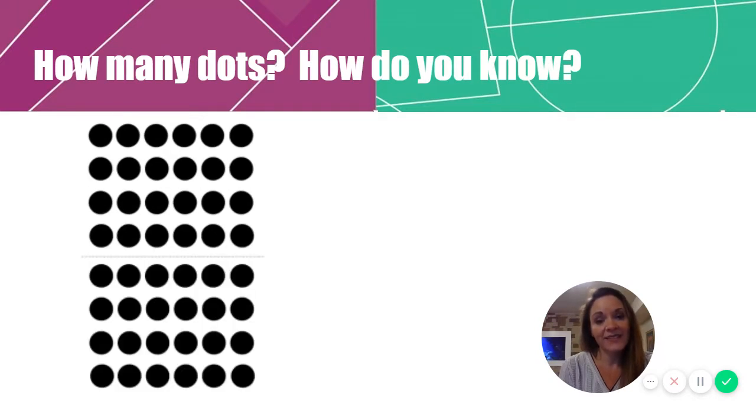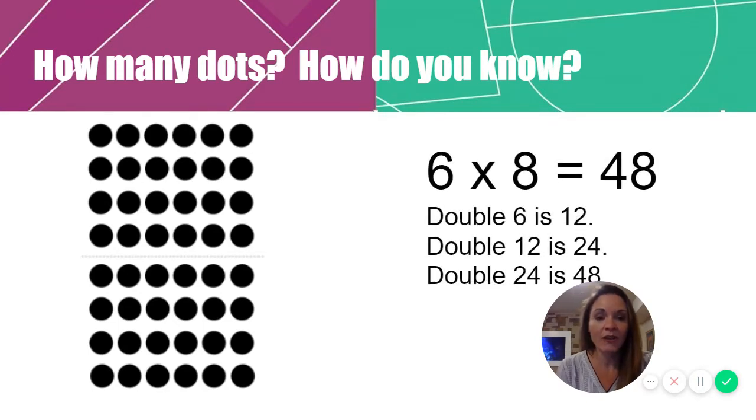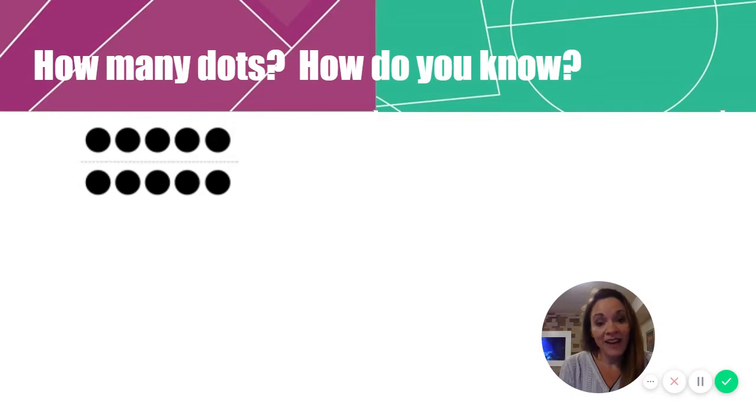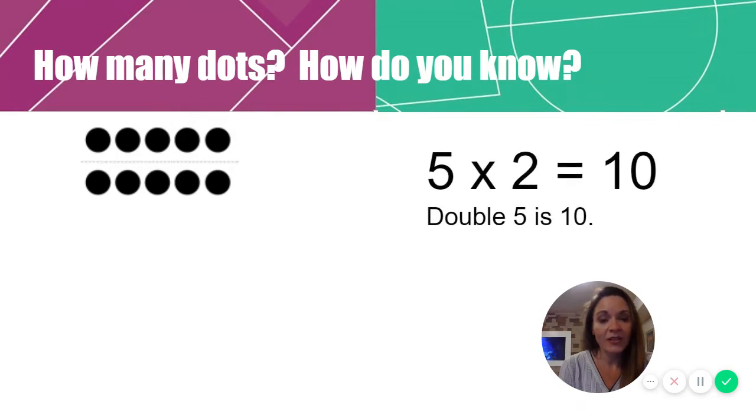How many dots? How do you know? Here we see a total of 48 dots. 6 times 8 is 48, or 8 times 6 is 48. Double 6 is 12. Double 12 is 24, and double 24 is 48. How many dots? How do you know? Here we see a total of 10 dots. 5 times 2 equals 10, and 2 times 5 equals 10. Double 5 is 10.